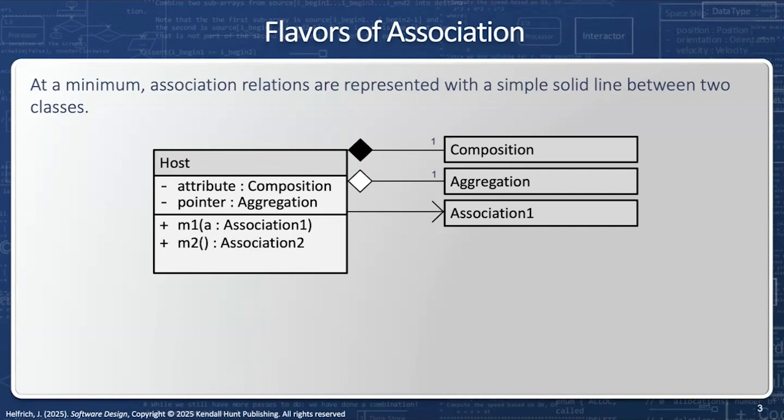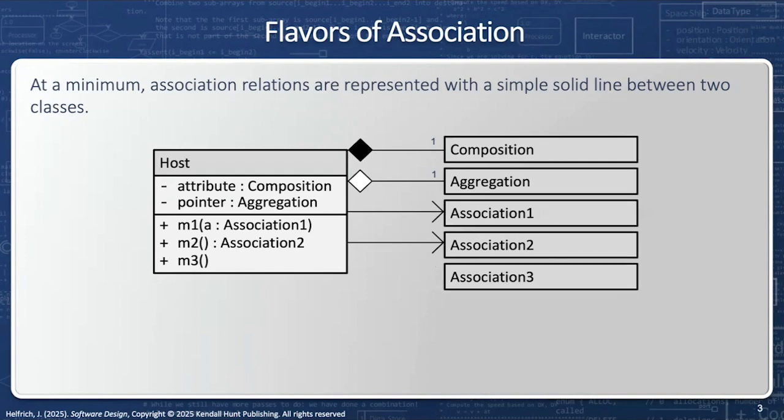I'm going to have a method called M2, which is going to return an association 2. So there's my association 2, and it's also related by association. And then I'm going to have a method called M3. Now, this M3 doesn't appear to have a class called association 3, but I do have a local variable within that method of type association 3, and therefore it also gets association as well.